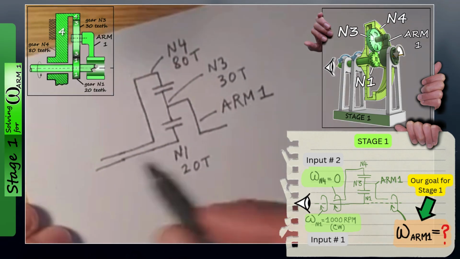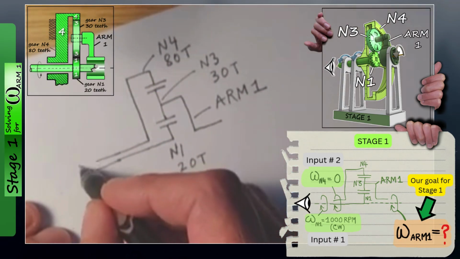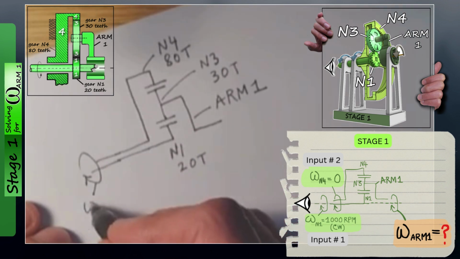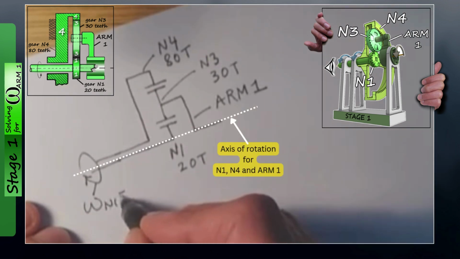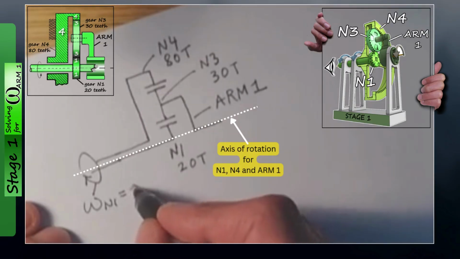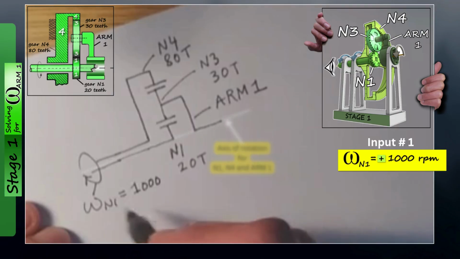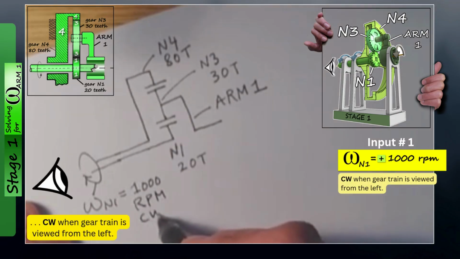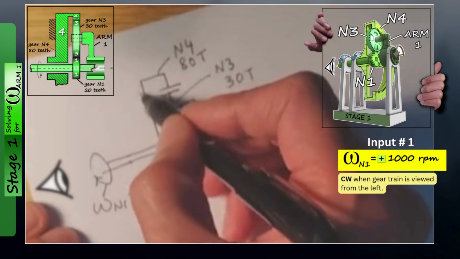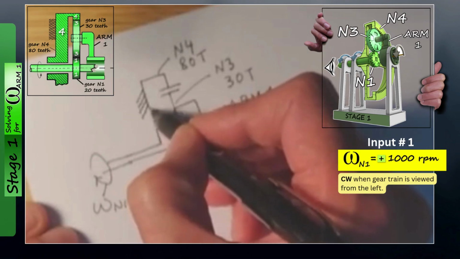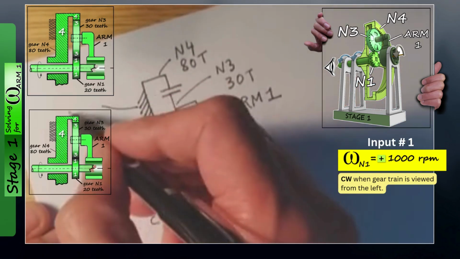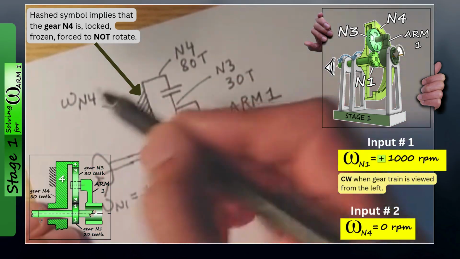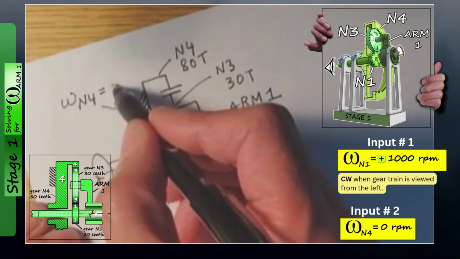So we have two inputs. This is omega N1. We are told that this is 1000 RPM clockwise. And we're also told that omega N4 is 0 RPM.